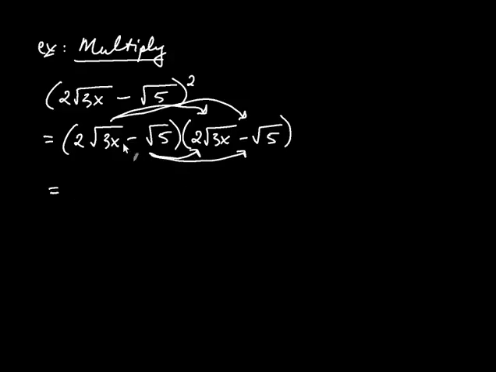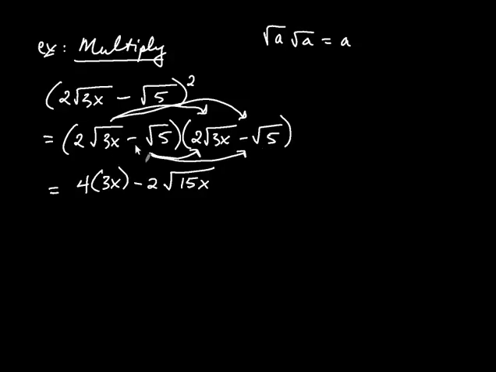So first, 2 root 3x times 2 root 3x. Well, 2 times 2 is 4, and the square root of 3x times the square root of 3x is just equal to 3x. The reason is that the square root of a multiplied by the square root of a is always just a. So we still have 4 times 3x. And now 2 times the square root of 3x times negative square root of 5 is going to be negative 2 times the square root of 15x. I got the 15x by multiplying 3x by 5.